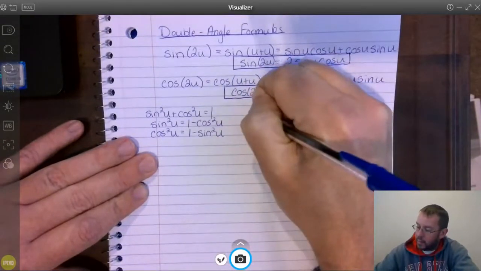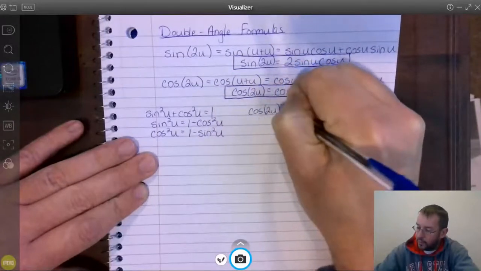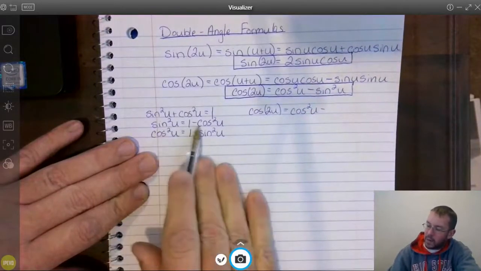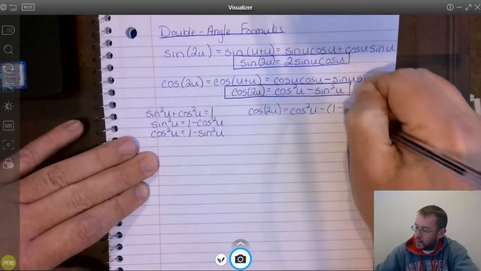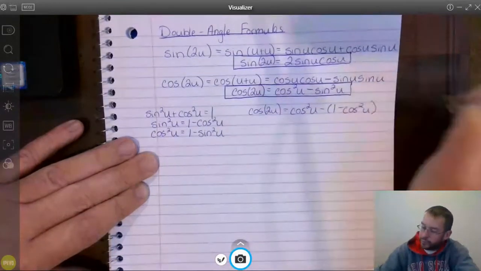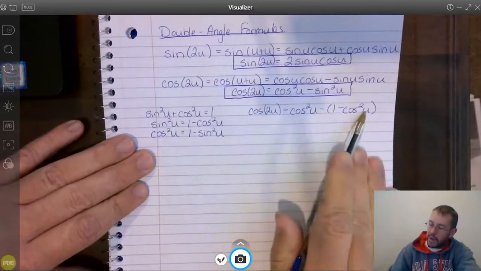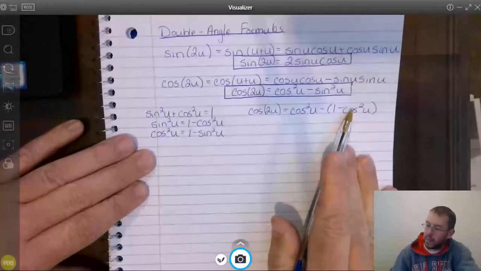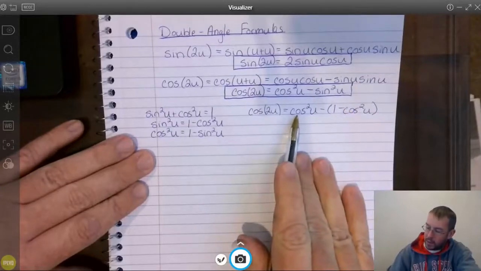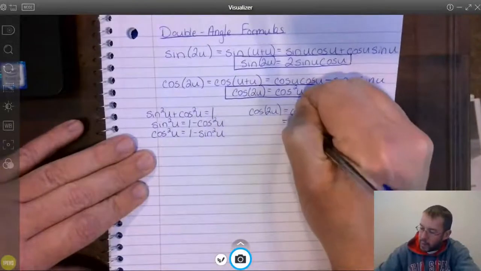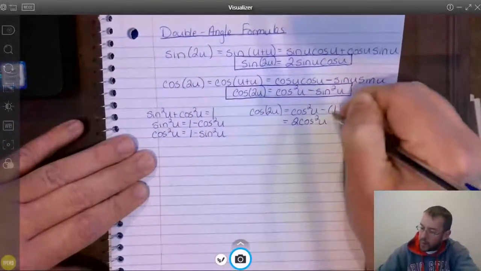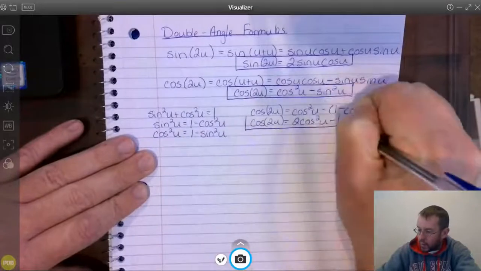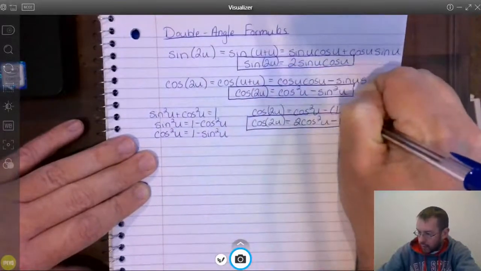If we have cosine of 2u equals cosine squared u minus, well, instead of sine squared u, I'm going to replace that with 1 minus cosine squared u. Of course, we would have to distribute this negative to both pieces, so this would end up being a -1, and this would end up being a plus cosine squared u. If we combine like terms, cosine squared u plus cosine squared u would be 2 cosine squared u, and then we would have our -1. So here is an alternate form of the double angle formula for cosine.